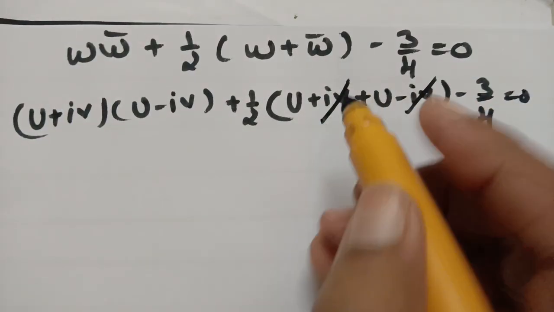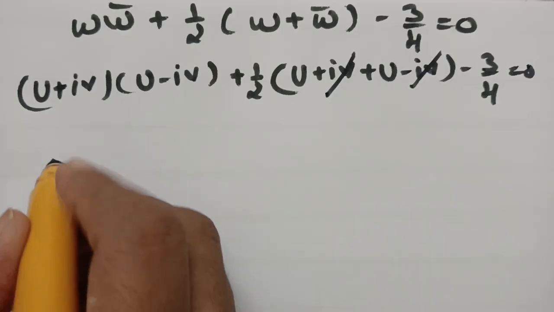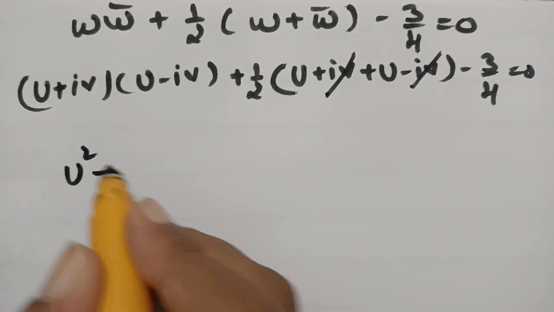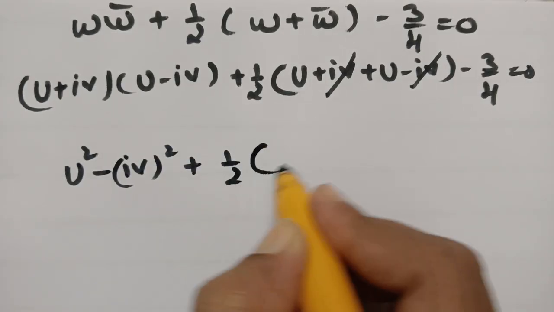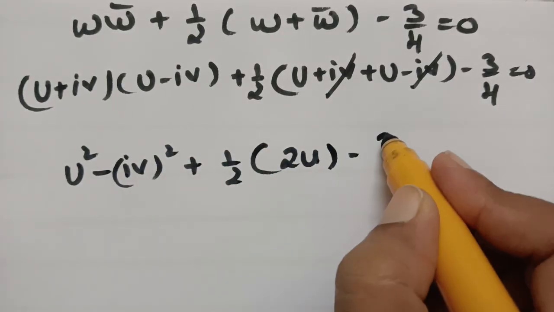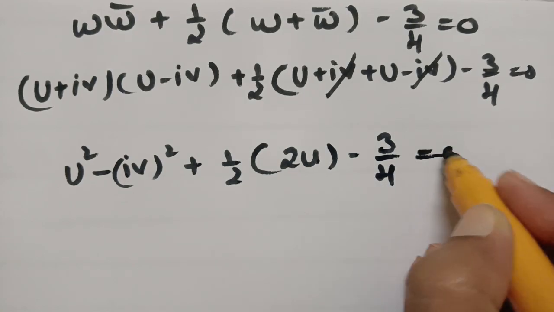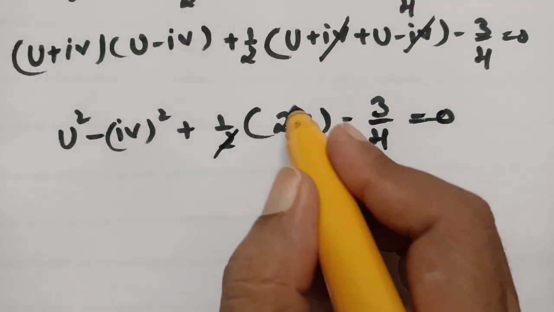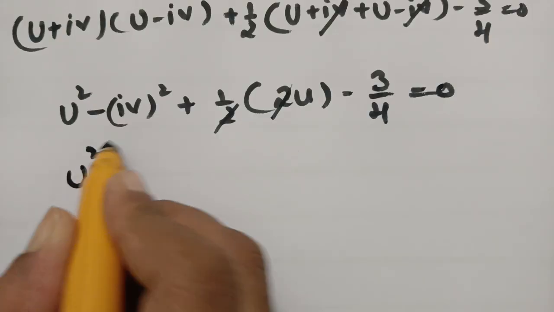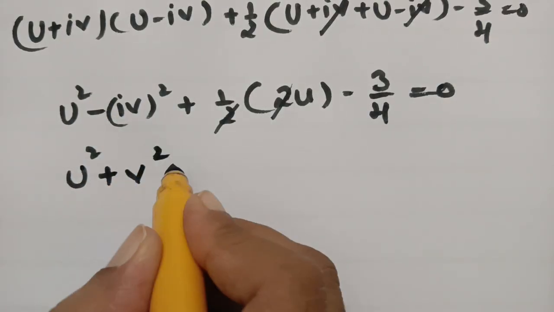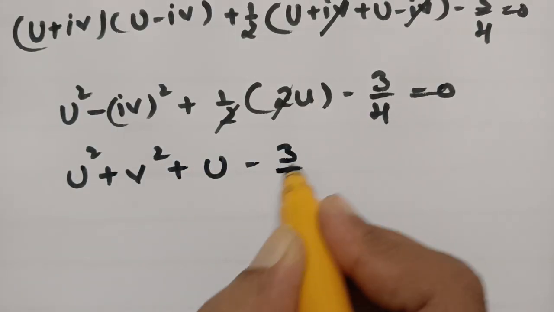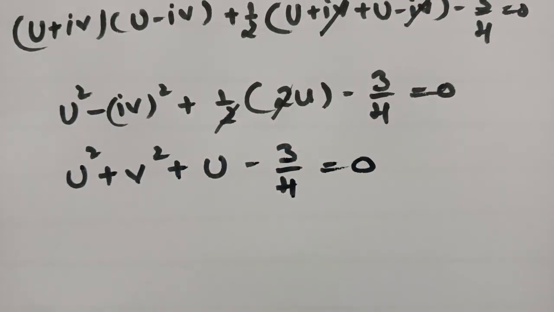See, I can cancel these two, and (A plus B) into (A minus B) is nothing but U square minus (iV) whole square plus half times of 2U minus 3 by 4, which is equal to 0. So if I cancel this half, this is U square, i square value is minus 1, minus of minus plus 1 into V square plus U minus 3 by 4 is equal to 0.